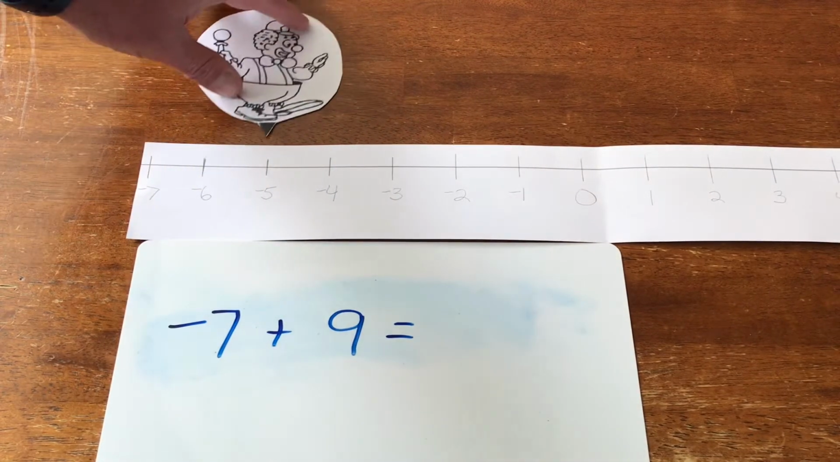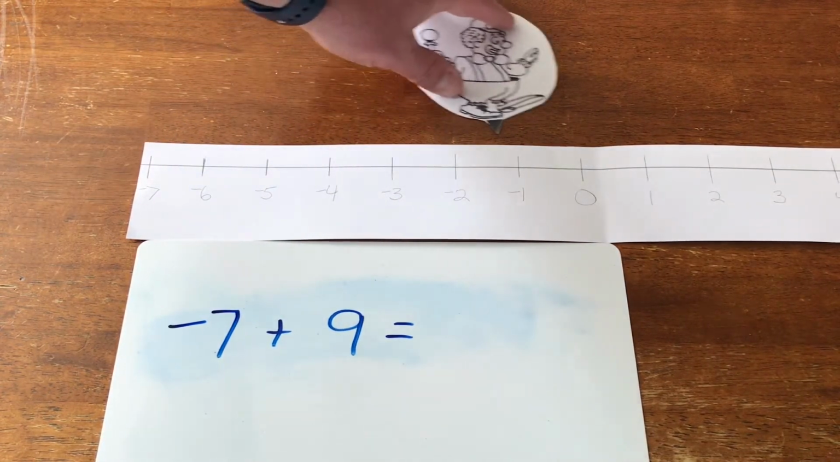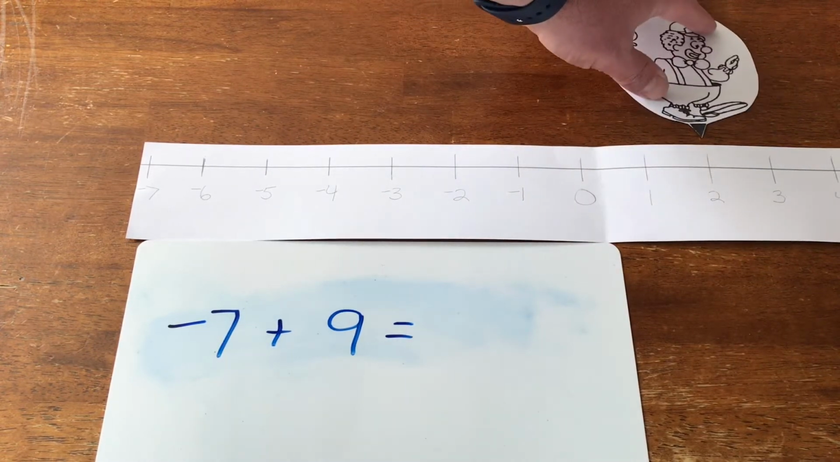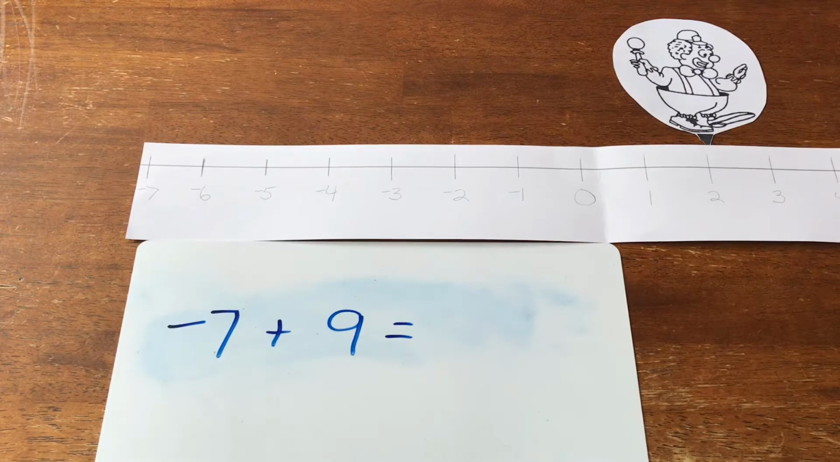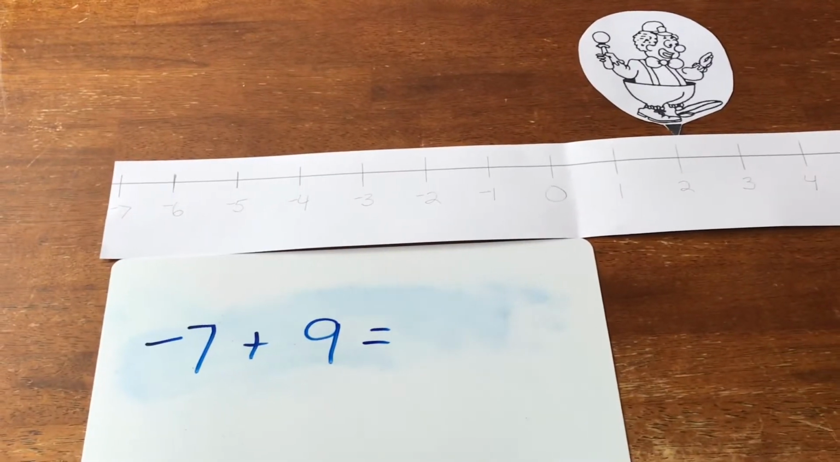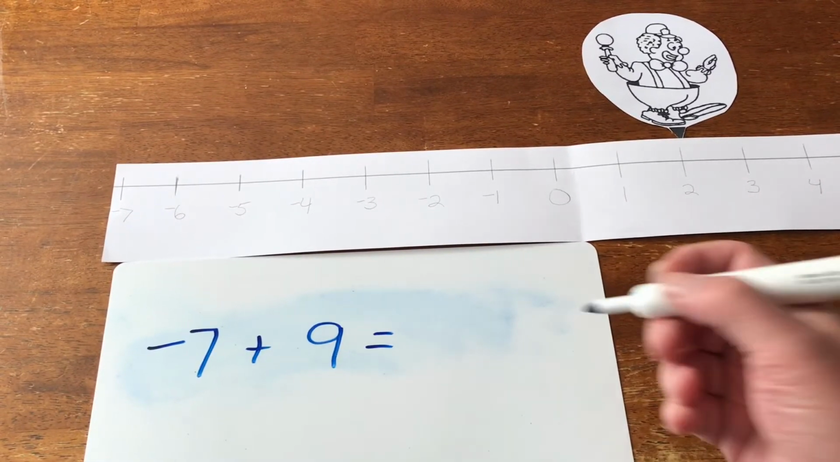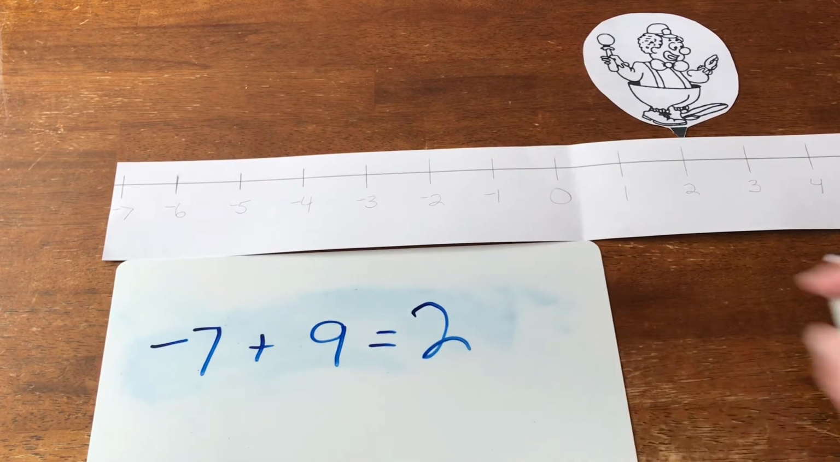1, 2, 3, 4, 5, 6, 7, 8, 9. And he ends at 2. So our answer is 2. Negative 7 plus 9 equals 2.